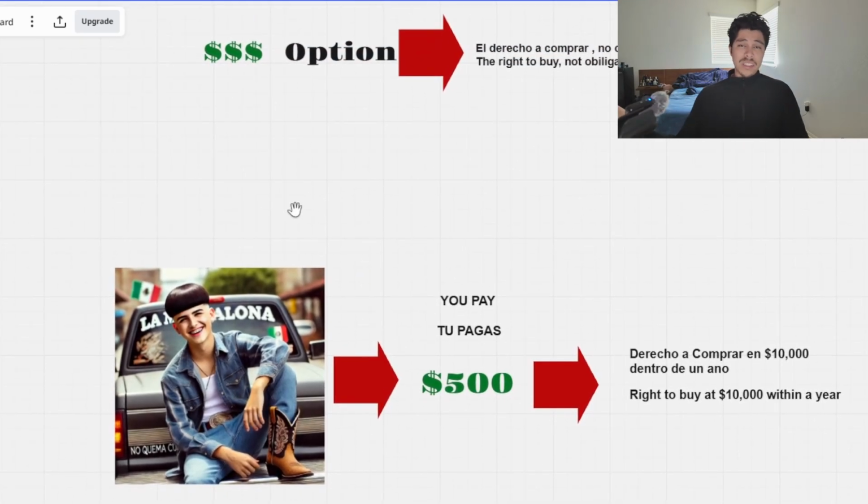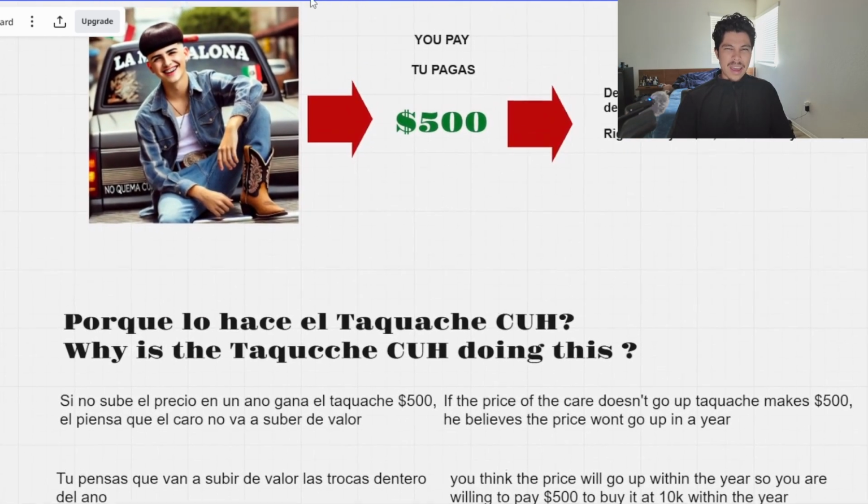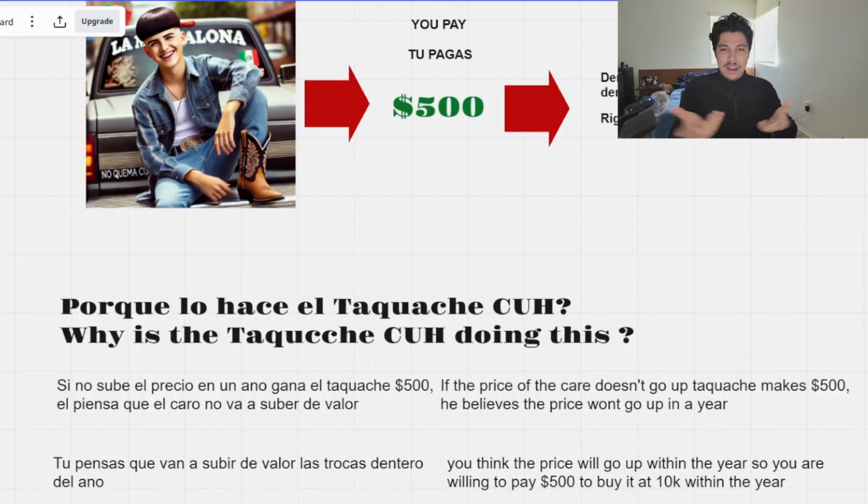So you have the Taquachica who's selling the Silverado, and you buy an option contract from him, so you pay him $500. That gives you the right to buy the Silverado at $10,000 anytime within the year. En Spanish, el Taquachica está vendiendo el carro y le compras un option contract. Y tú le pagas $500 y ganas el derecho a comprar en $10,000 la Silverado en cualquier tiempo dentro del año. And now your dad's gonna be like, pero ¿por qué vas a hacer eso? ¿Por qué le vas a dar $500 al Taquachica?